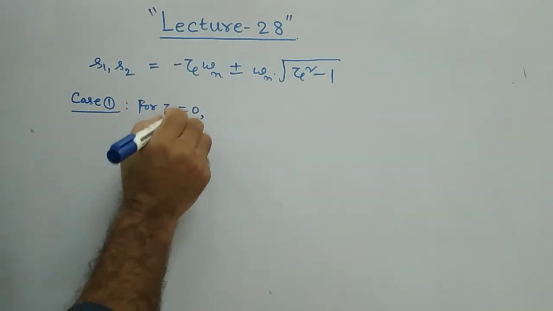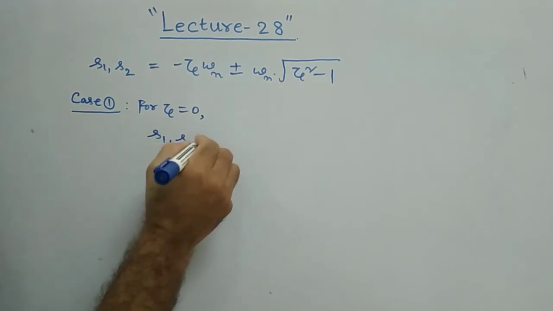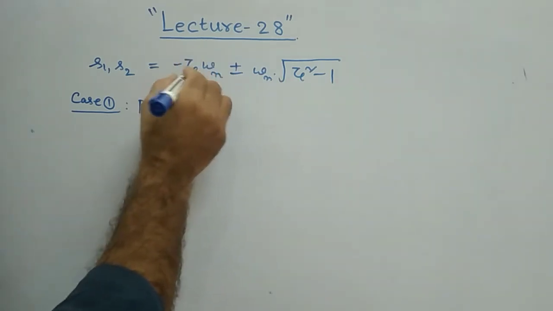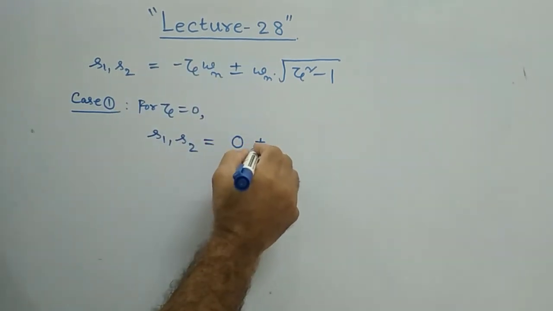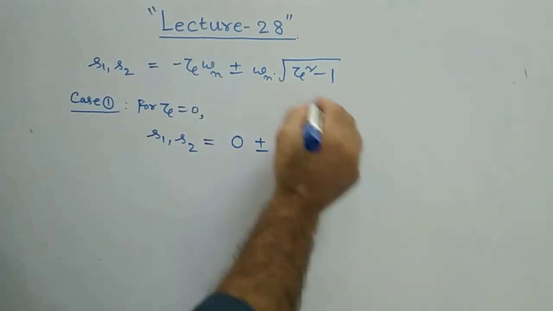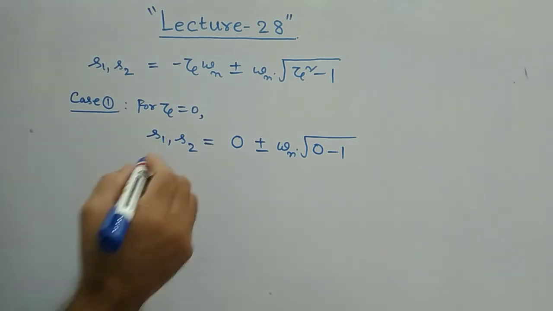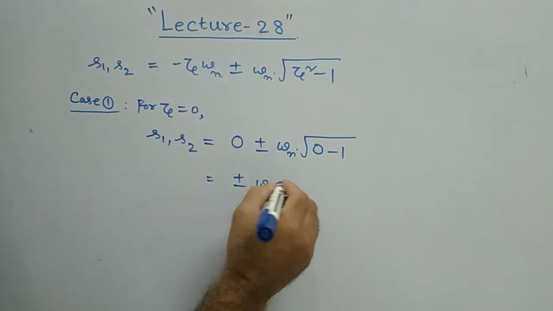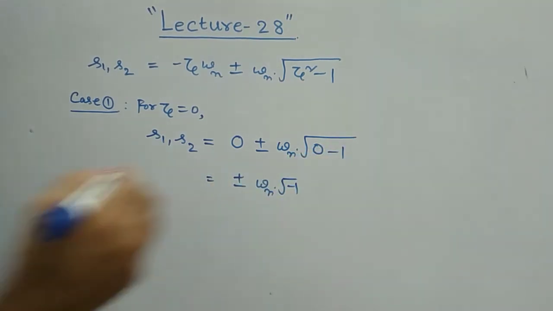Substitute zeta equal to 0 in these roots. Then obviously S1, S2 is equal to, substituting zeta equal to 0 here, the first term becomes 0, and plus or minus omega n into the square root of, zeta is 0, so it is minus 1. Clear? So this implies plus or minus omega n into the square root of 0 minus 1, that is minus 1.